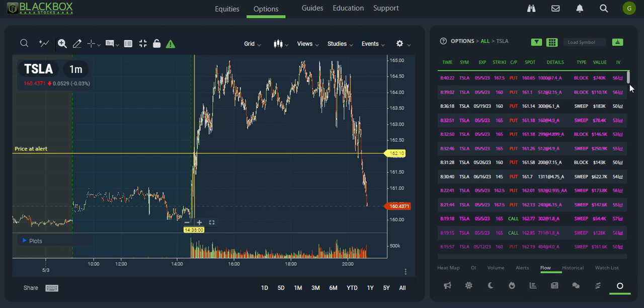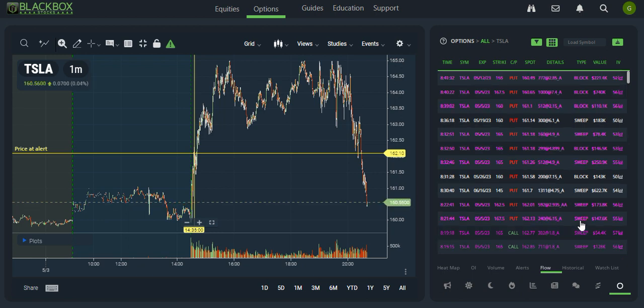So we're just going to talk about the options flow very quickly. This is amazing if you know what you're doing. Now, obviously, looking at all this data, you've probably got no idea what you're looking at. But basically, what we want to do is look for sweep trades. A sweep trade is basically multiple trades on a stock across multiple exchanges. It's an aggressive trade. So if you're seeing sweep trades, traders are aggressively getting into this stock.